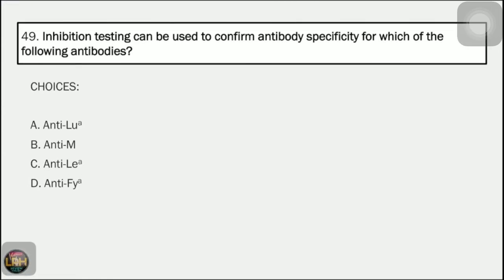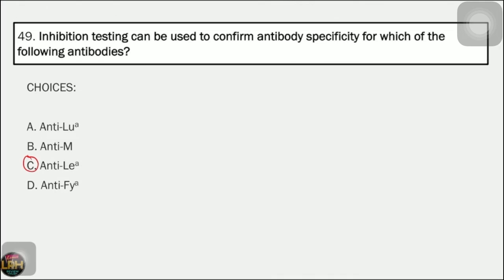Number 49. Inhibition testing can be used to confirm antibody specificity for which of the following antibodies? The answer for this is letter C, anti-Lea. So for number 49, letter C, anti-Lea.